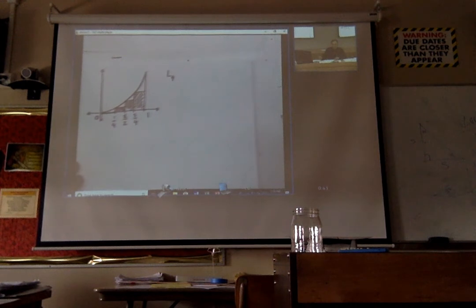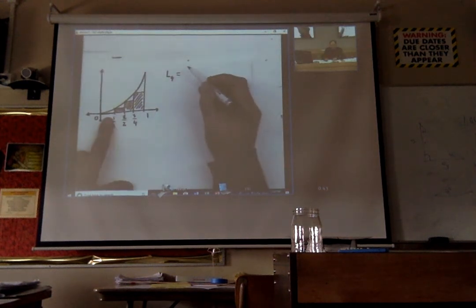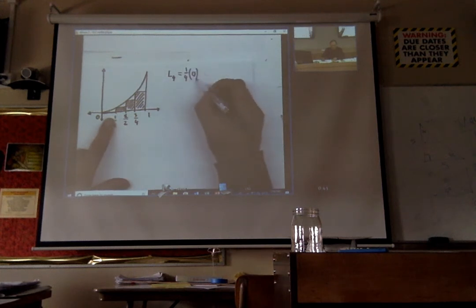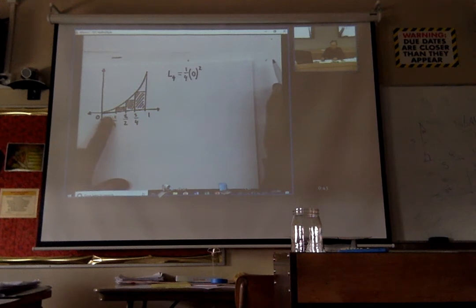Okay? And let's just work with this. So, the first rectangle, I'm still going to call it first rectangle, okay? It's still 1 over 4 because the base is 1 over 4, but there is no height, so it will be times by 0 squared. Do you understand that? There's no height for this rectangle.